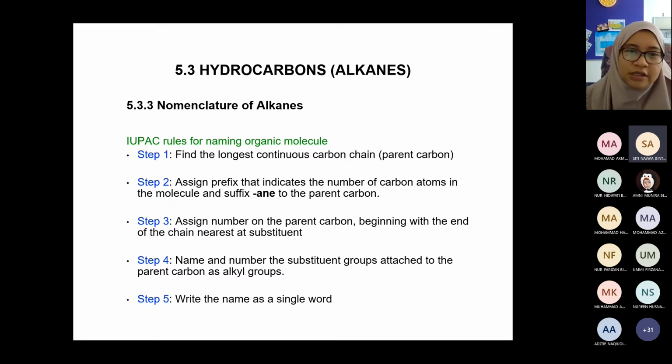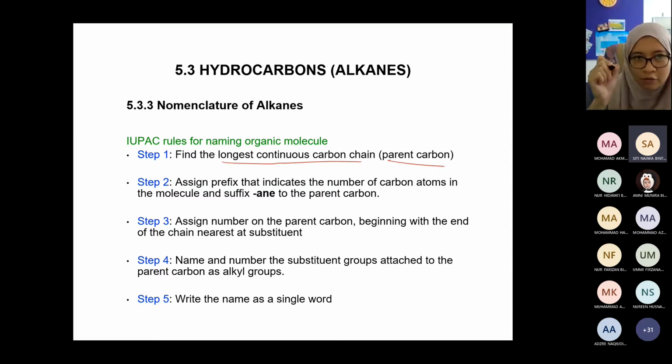Okay, so IUPAC set these rules in order to name the organic molecule. So these are the steps. You have to find the longest continuous carbon chain. That will be the parent carbon lah. Basically it's the same as what you have learned before, it's just that there are a few things that you have to consider. The molecule can be quite complicated, it can be longer, with a lot of branches and substituents. Tapi dia punya rule of thumb is more or less the same lah. Find the longest and continuous carbon chain. You kena try and error dekat situ.